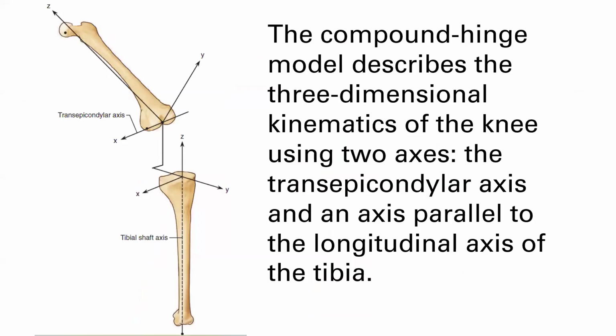In addition, you have to know the relation biomechanically, and you have to know that the knee joint is a compound hinge model equivalent and describes the three-dimensional kinematics of the knee. And you have to know about the trans-epicondylar axis and an axis parallel to the longitudinal axis of the tibia. You have to know these. You have to read about them. You are usually asked about them in exams.